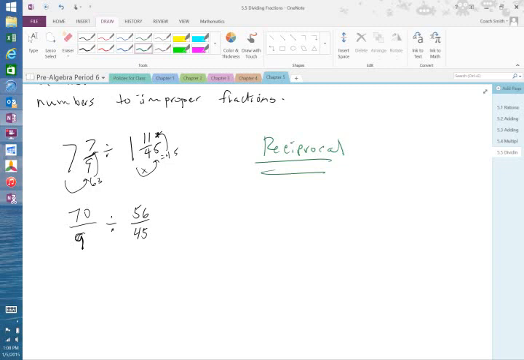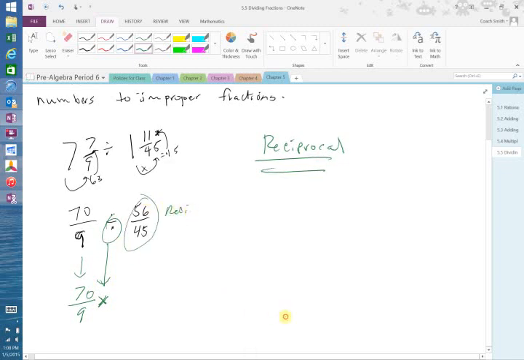But when we're dividing fractions, you're simply going to keep the first fraction the same, 70 over 9. We're going to change this to multiplication. Okay, and then we're going to do the reciprocal of the second number. That means we flip it. Okay, and that's your problem. 70 over 9 times 45 over 56.